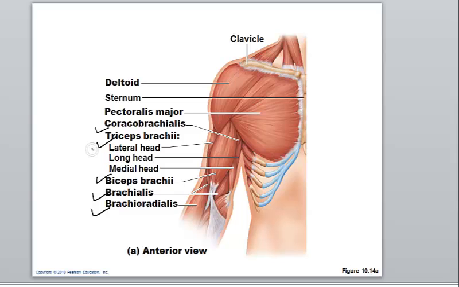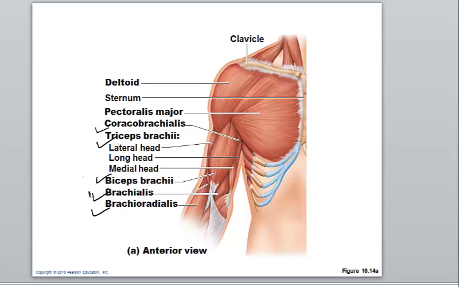Triceps is a powerful arm extensor. Biceps is a powerful arm flexor. Brachialis is a major forearm flexor. Brachioradialis is a synergist to your forearm flexor. Okay, so remember, when I say forearm flexor or arm flexor, you have to keep in mind, right? Triceps is a forearm extensor. Okay, coracobrachialis is for humerus, not forearm. Okay, forearm is where your radius and ulna are located.